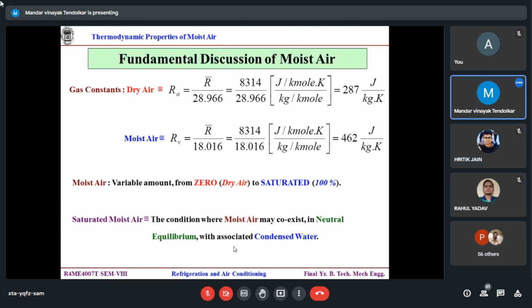Fine. So looking back at the particular text matter, what I had written over here, the condition where the moist air is in coexistence, in equilibrium condition with the condensed water, means what? You disturb the equilibrium, you will get the condensed water out. Steam, vapor form getting converted into the liquid form. कब होगा? टेम्परेचर कम होगा तब. Simple, correct? Any doubt up to this part?